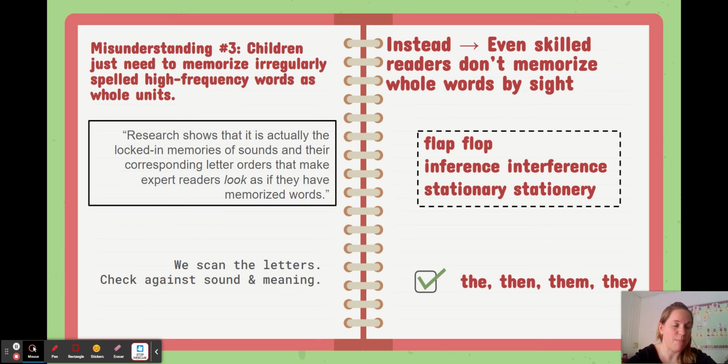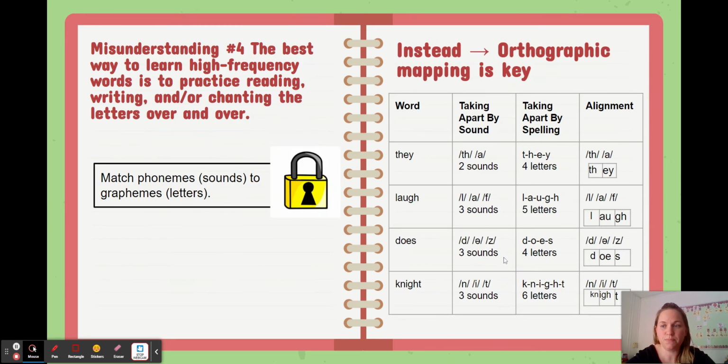So if you look at some of these examples I've listed here, that's what we're doing. You scan and you look at the different sounds. You don't memorize inference and interference as a big whole chunk. You are actually scanning throughout the whole word. And when kids are learning words like this, it's so important that they're matching that sound to the letters, and that is what helps them. It's critical in seeing how those align to help them read and write those words.